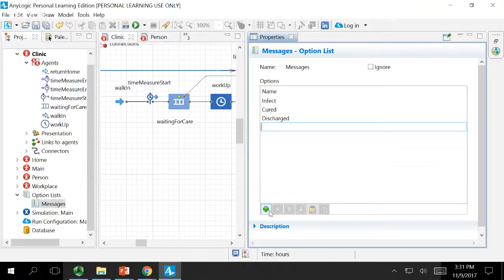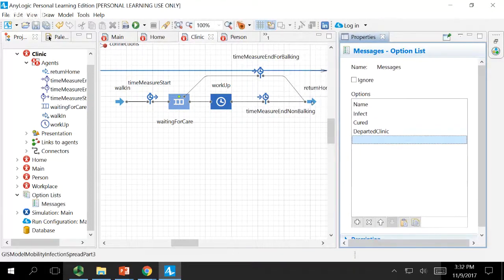Actually, we shouldn't call it discharge. It's more like left clinic, because they might not have been formally discharged. Left clinic. They just said, I'm out of here. Left clinic, or departed clinic. That sounds a little bit better. Departed clinic. Okay. Departed clinic.